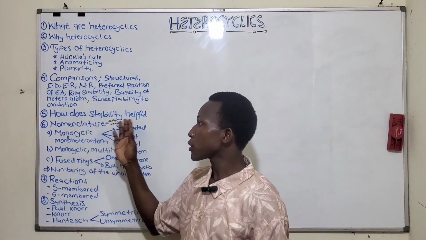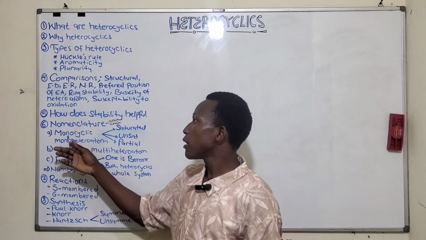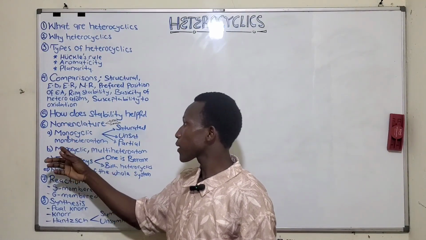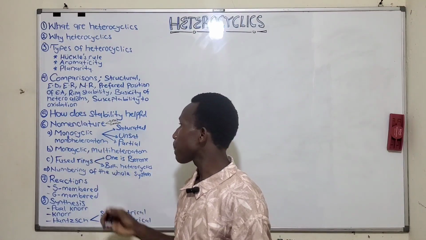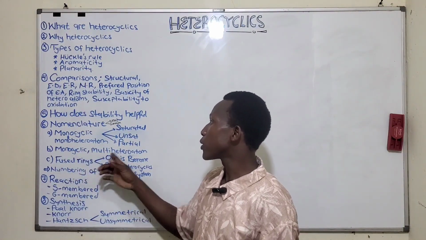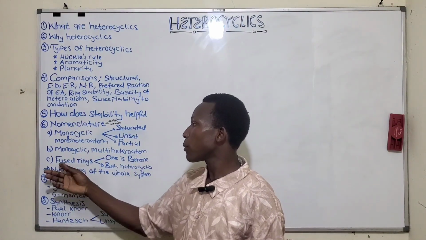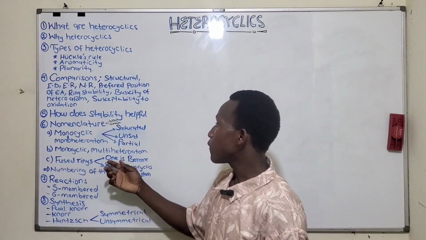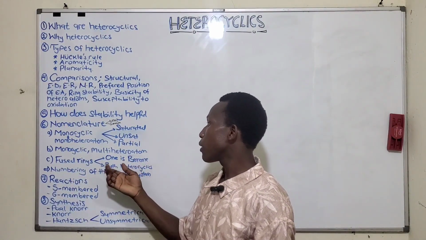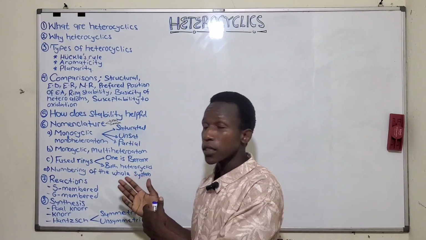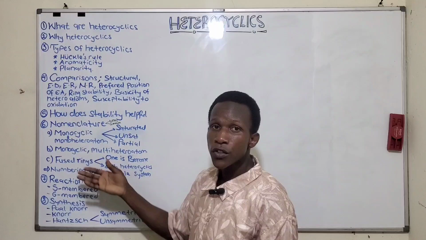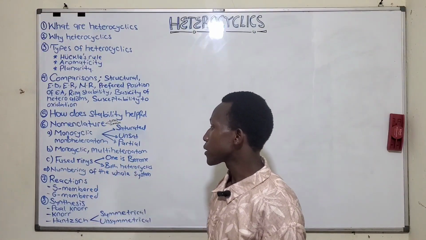Then nomenclature, where we shall talk about monocyclic rings with one heteroatom, then monocyclic rings with multiple heteroatoms. Then we talk about the fused rings. These are more than one ring. We shall have one ring as benzene, or both rings heterocyclic in case they are two. Then we talk about the numbering of the whole system of the fused rings.